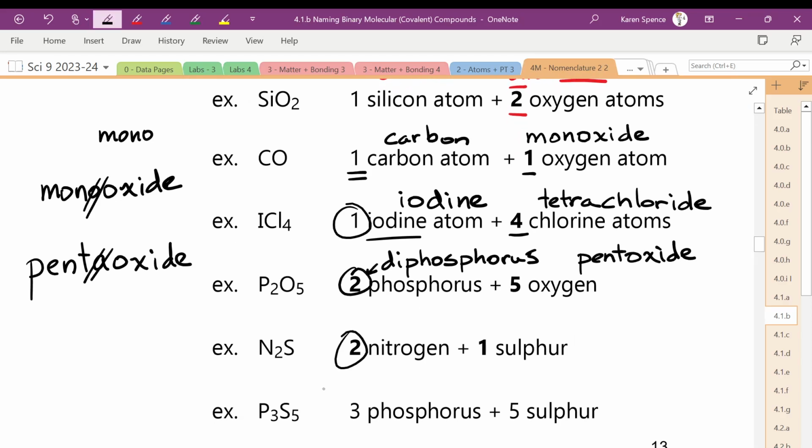2 nitrogen. Does that need a prefix? Yes. What's the prefix for 2? Di. Is it dinitride? Nitrogen. Dinitrogen. We have 1 of the second element. Do we need a prefix? Yes. The second element always needs a prefix. What's the prefix for 1? Mono. So it's going to be monosulfide.